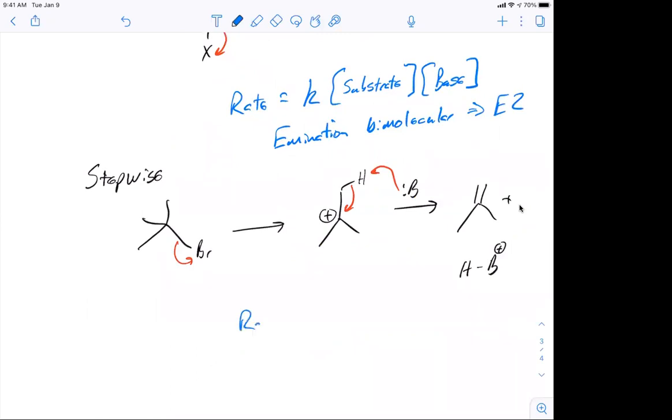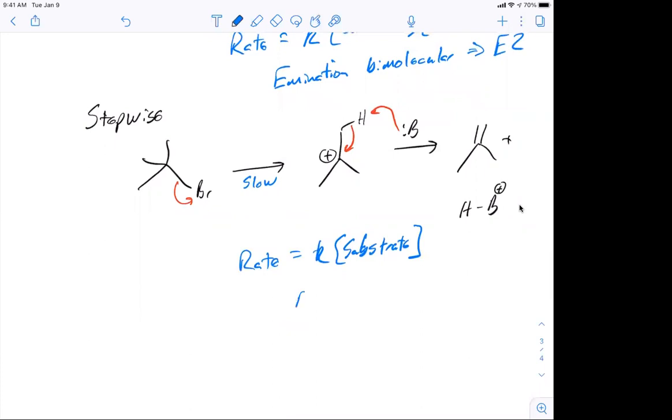The rate for the second one, as we saw before, forming the carbocation is a high energy reaction. So that's going to be slow. So we get a slow reaction first. That gives us a rate that is just the substrate. That's elimination unimolecular, or E1. And we'll look at E1 when we get to SN1. This book covers SN1 and E1 at the same time.